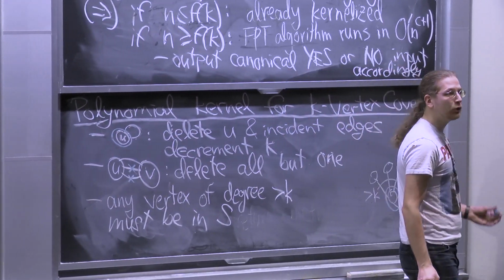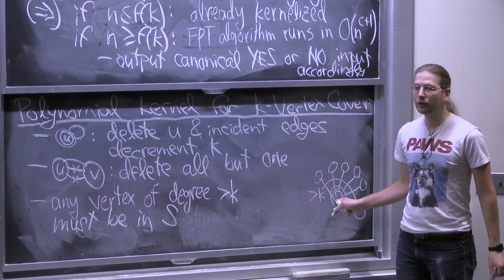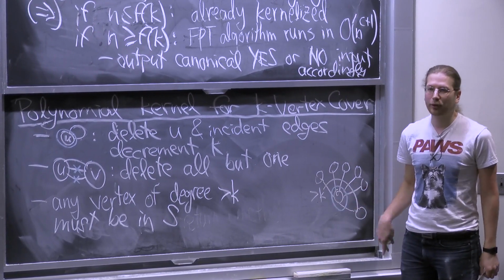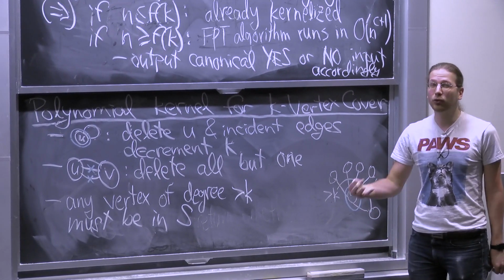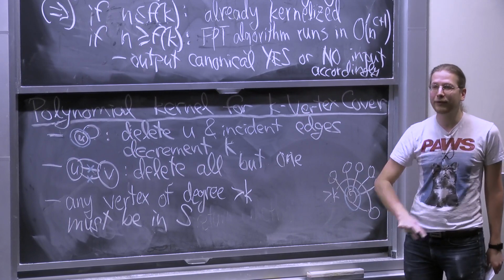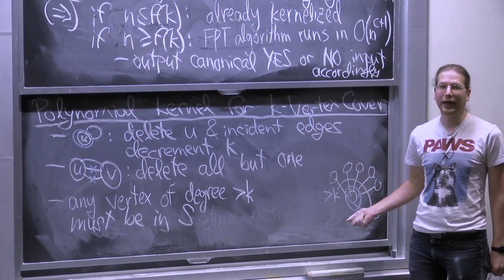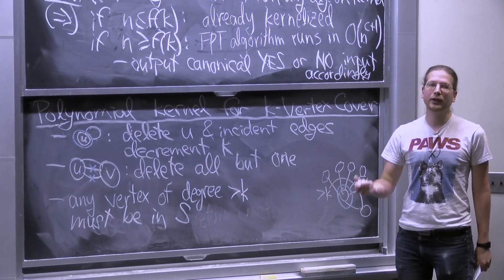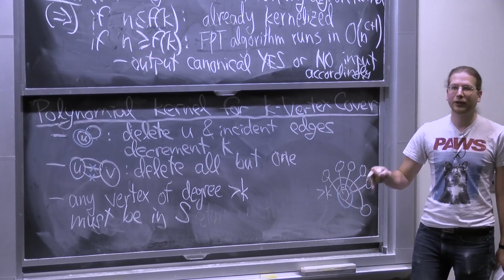OK, so just keep doing this. Every time I see a vertex of degree more than k, delete it, decrement k. Now I have a new graph and a new value of k. Look for any vertices whose degree is more than k. If I find one, delete it, repeat, repeat. Keep repeating until you can't anymore.